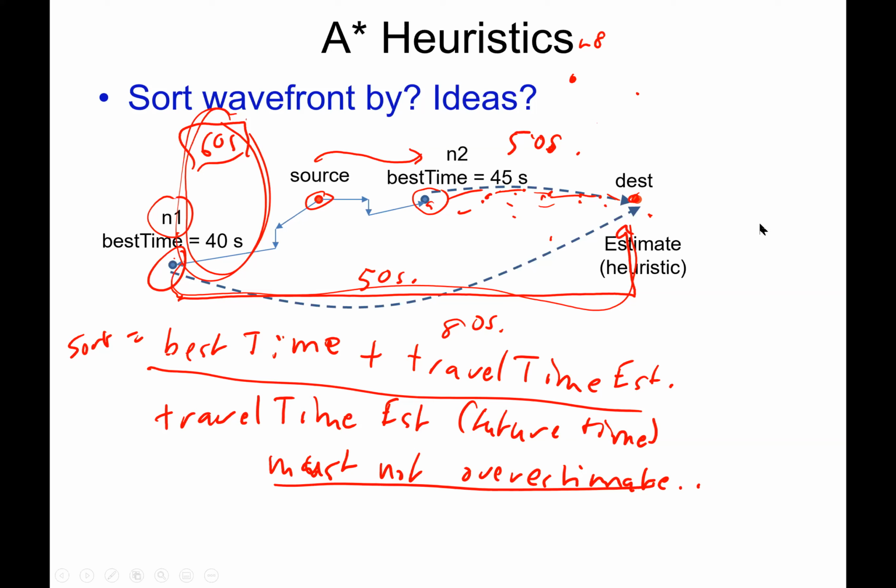Let's say I just said, then I'll make this estimate of the future time 0. Okay, because that's for sure not going to overestimate. I'll just estimate all future times as 0. What do I get if I do that? See if anybody knows what that algorithm is if we just estimate all the future times are 0. It turns into Dijkstra, Ahmed says.